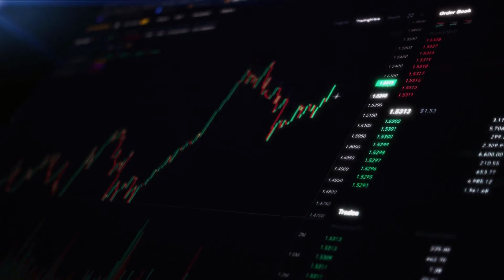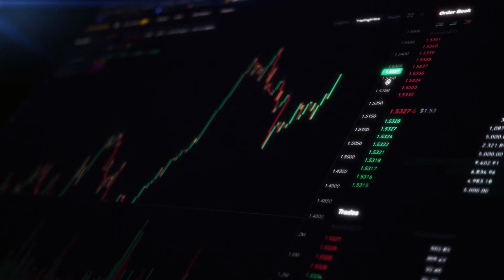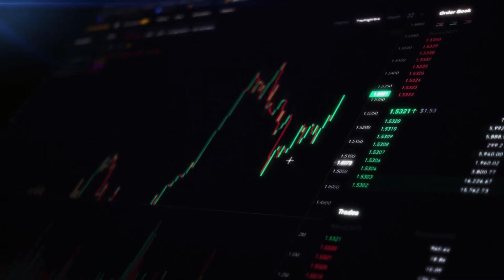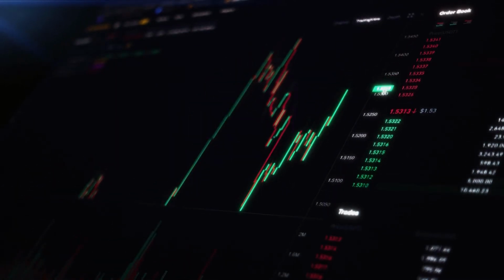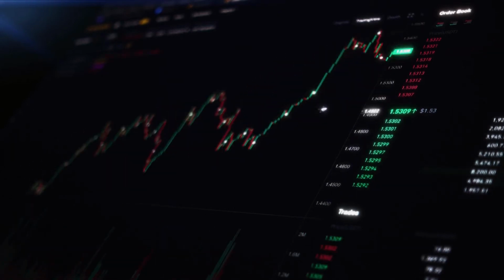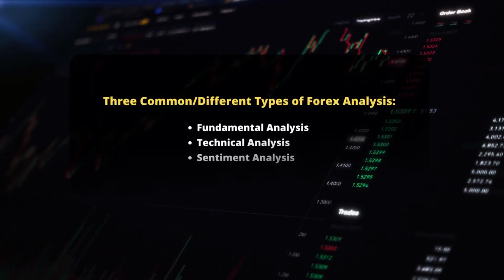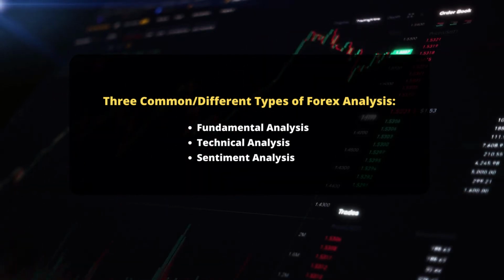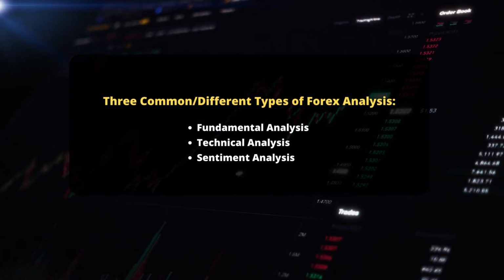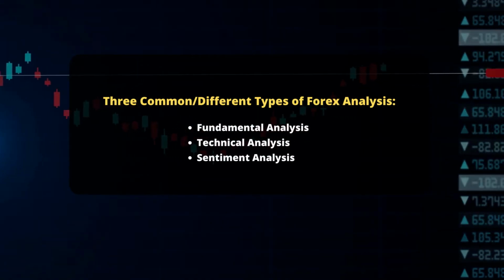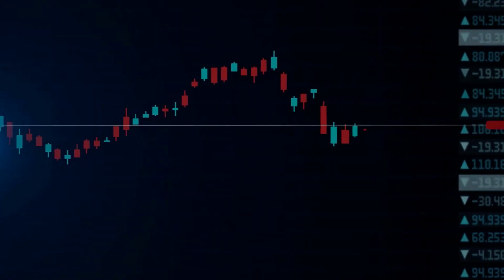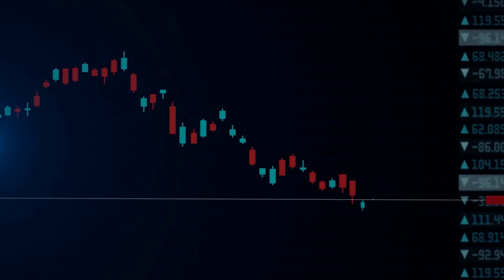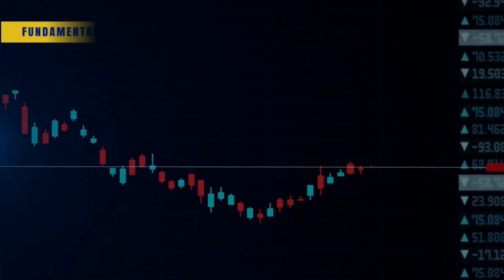Forex traders examine various currency pairs to predict future price movements. There are typically three types of analysis used to forecast market movements. The first is fundamental analysis. The second one is technical analysis, and lastly, sentiment analysis. In this series of videos, we'll explain the three most common types of market analysis. Hopefully, it will help you to make better trading decisions. Let's start with the fundamental analysis.